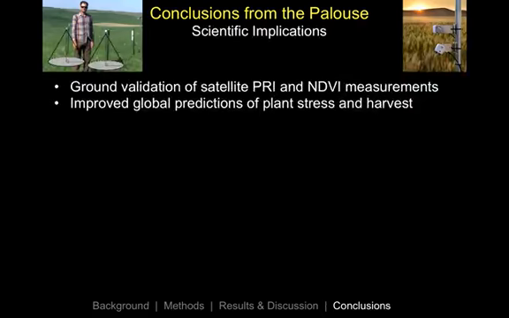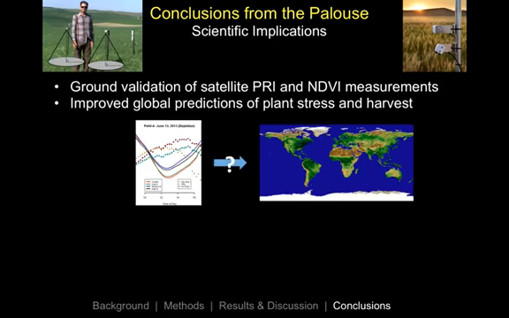So conclusions from the Palouse here continued, looking at the scientific implications. I think this type of work is really important for ground validation of satellite PRI, particularly satellite PRI and NDVI measurements. And ultimately, this could improve global predictions of plant stress and harvest metrics.